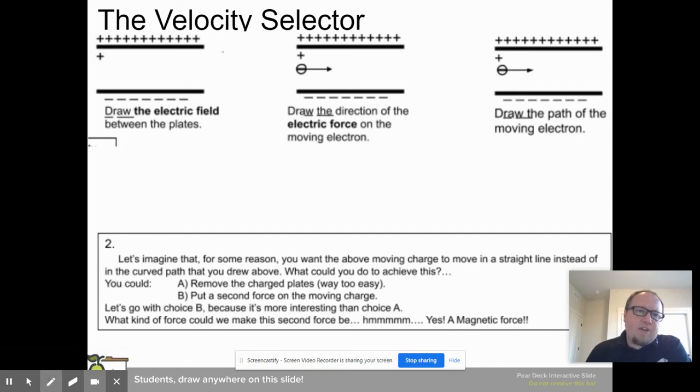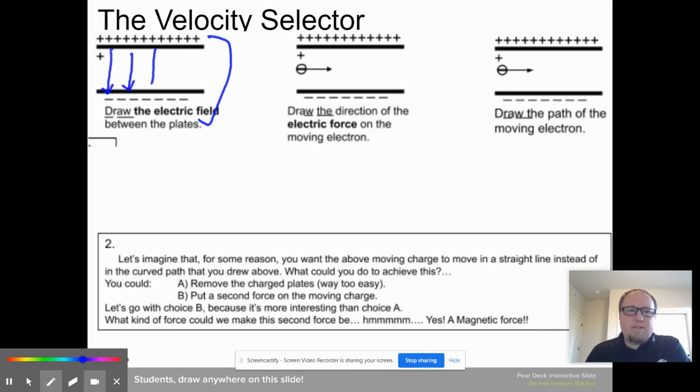So I've got plates here, and we're going to be using them and thinking about what's going on. So first question is, draw the electric field. Electric field goes from positive to negative. It is the direction of force on a positive charge. Now, in this problem, we're going to deal with an electron. So which way does the electron feel a force? It feels a force upwards. So there's an electric force up.